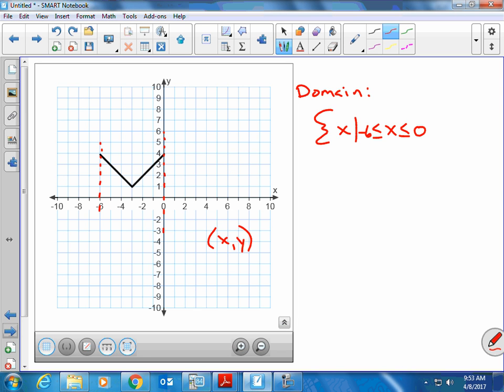Okay? If you didn't write it that way, well, that was a horrible set notation. If you didn't write it that way for the domain, see if you can write it that way for the range. Tweak your range that you had and write it in set notation.